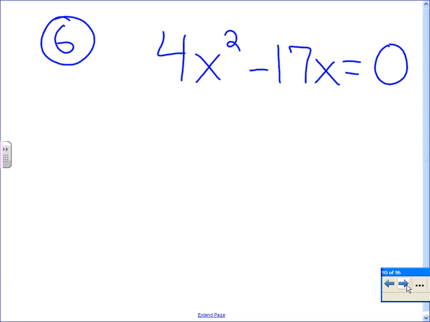Okay, Frankie, how many solutions is that going to have? Good, it's going to have 2 solutions. So you look on your yellow paper where it says 2 solutions. It's already set equal to 0. So we go right to finding the GCF. What's the greatest common factor here? Raise your hand when you know.